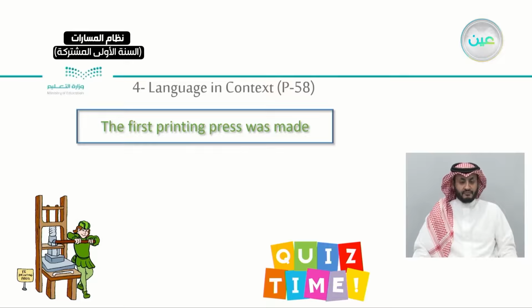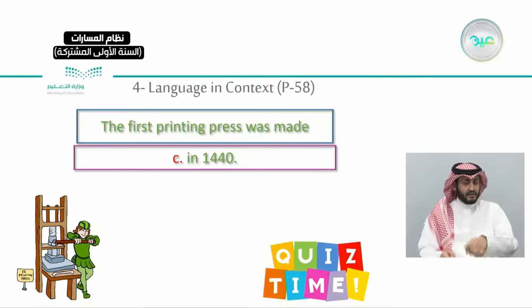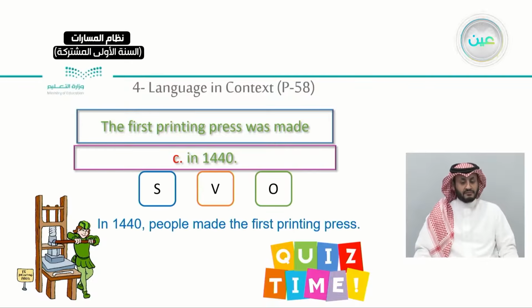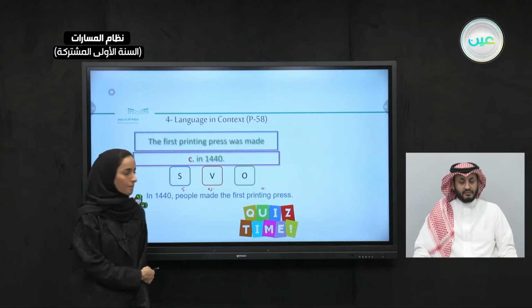Also, the first printing press was made. Who made it? It was made in 1440. There is no mention of the people who did it, but it happened in the past. Subject, verb, and object: in 1440, people made the first printing press. Subject, anonymous. Then here we have the verb, and the first printing press is the object. What did they do? They came up with, or made, the first printing press to photocopy things.